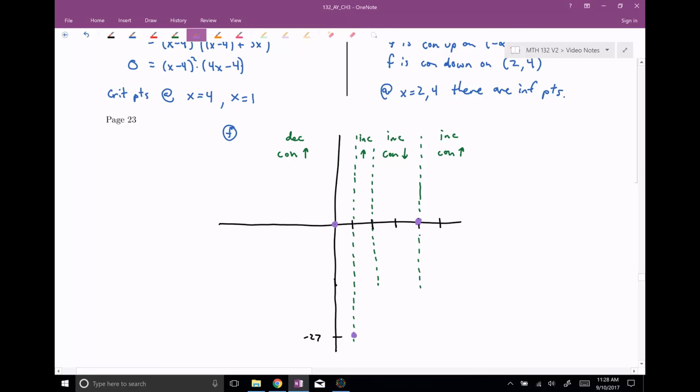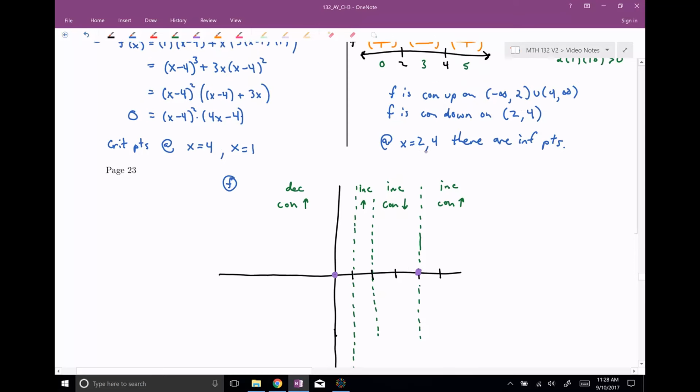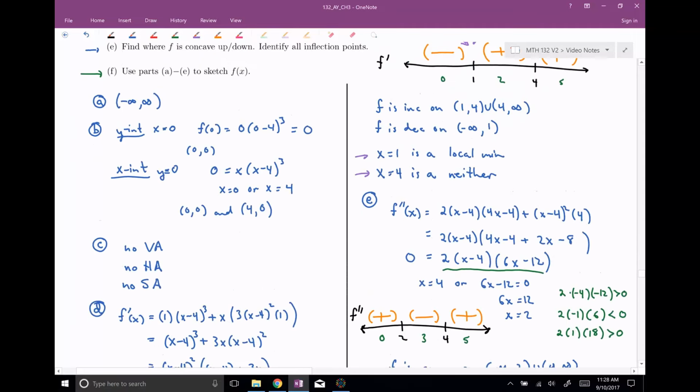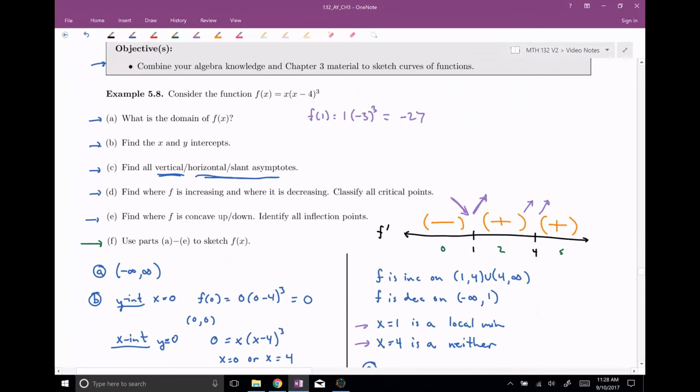Okay. Likewise, we have special things happening at 4 and at 2. Well, again, at 4, we already know that the y value is 0. But what about at 2? So let's go ahead and get a point there.